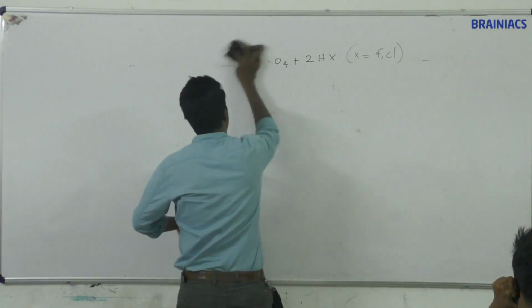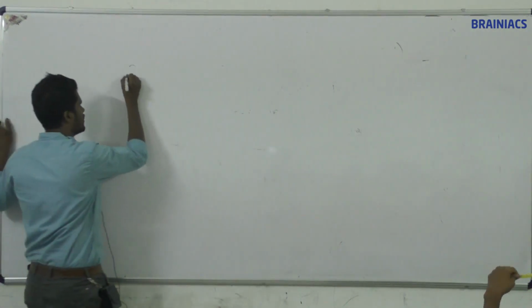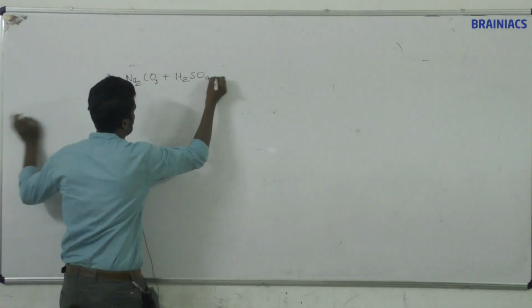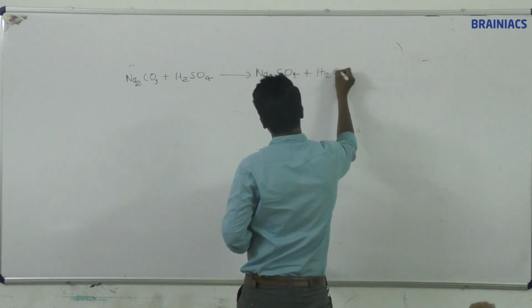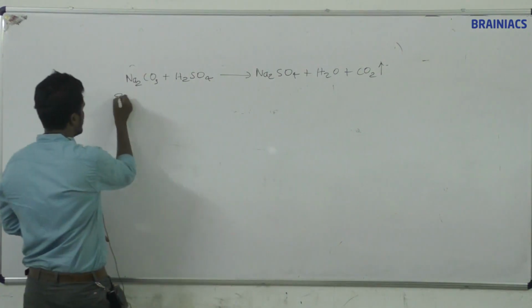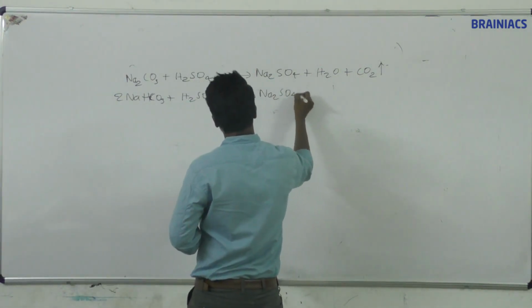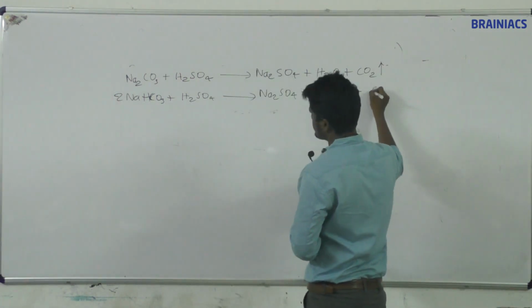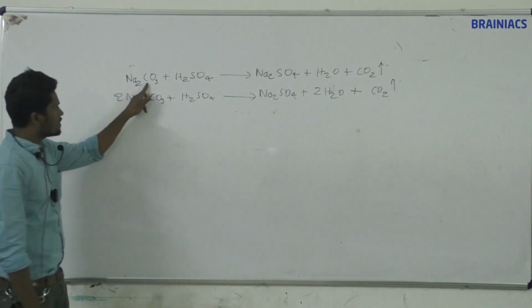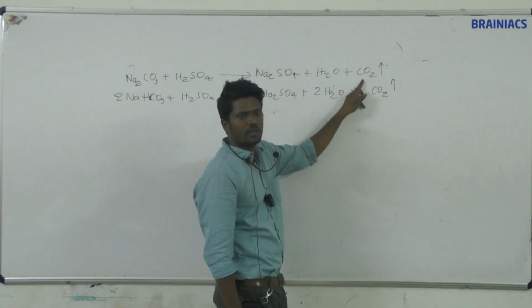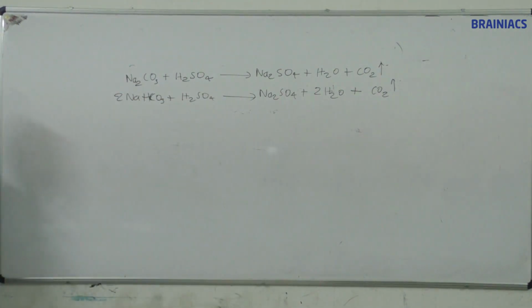It decomposes carbonates and bicarbonates, like Na2CO3 plus H2SO4 gives Na2SO4 plus H2O plus CO2. In the same way, bicarbonate reacted with H2SO4 gives Na2SO4 plus 2H2O plus 2CO2. So carbonates and bicarbonates are decomposed, liberating CO2.